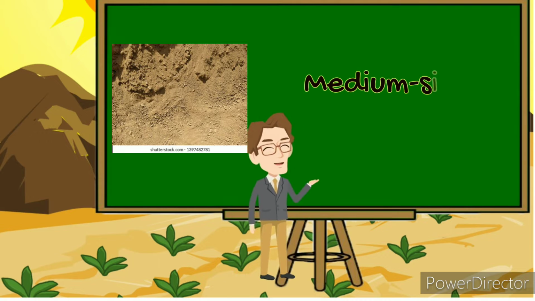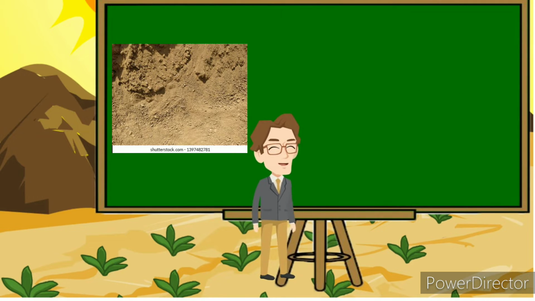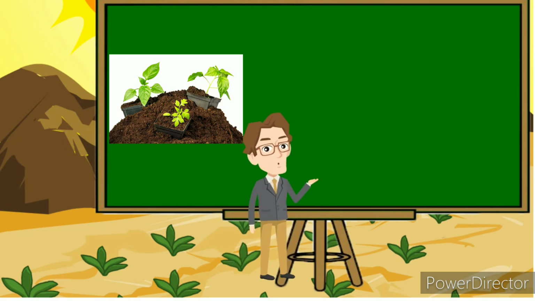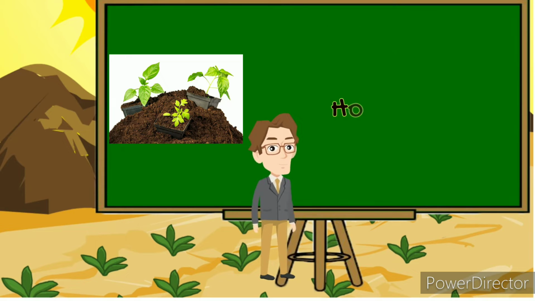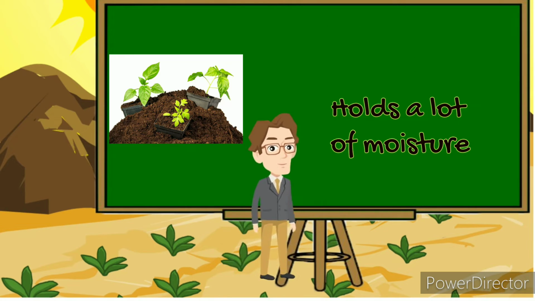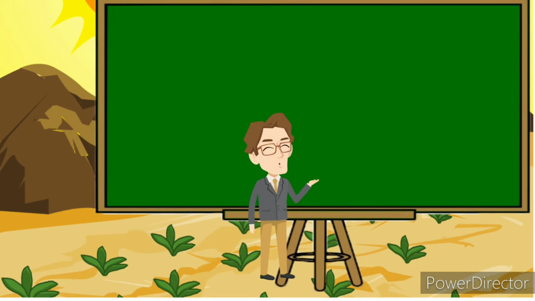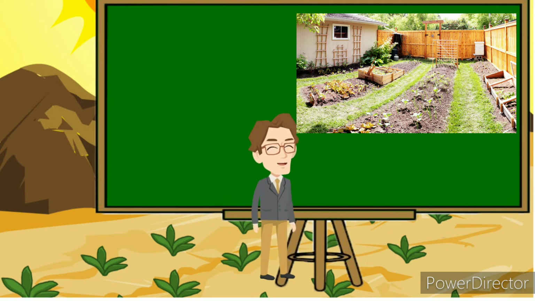Because silt soils are made up of medium-sized particles, they drain effectively and retain moisture well. Peaty soil has a lot of organic matter and holds a lot of moisture. This sort of soil is rarely found in gardens and is frequently imported to create an ideal planting ground.